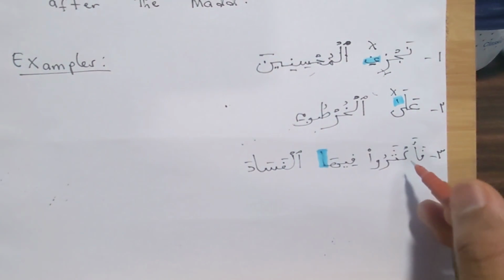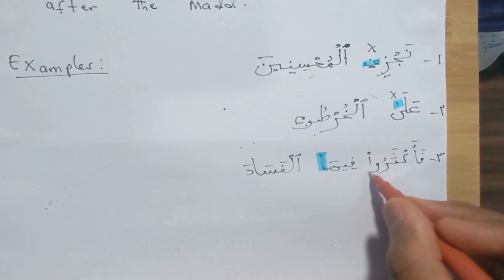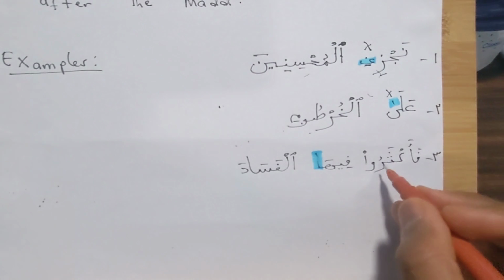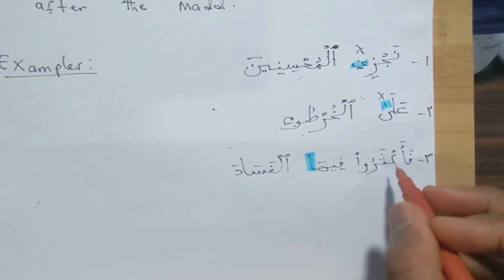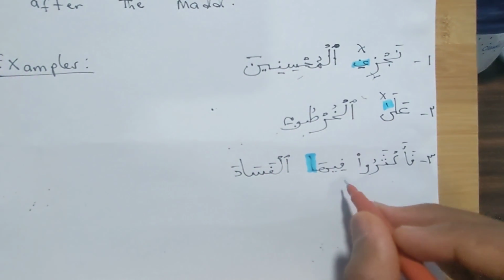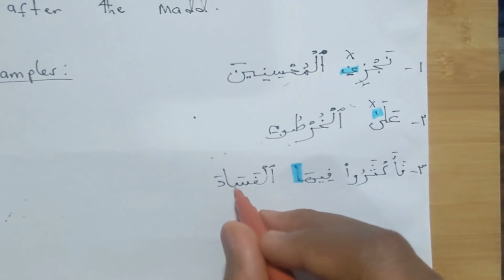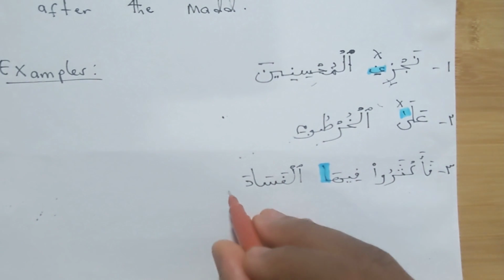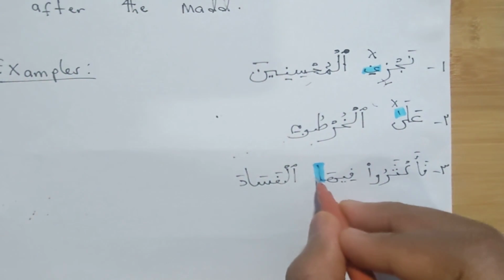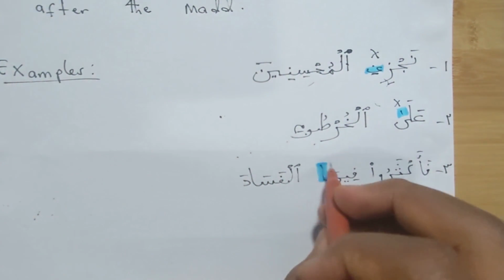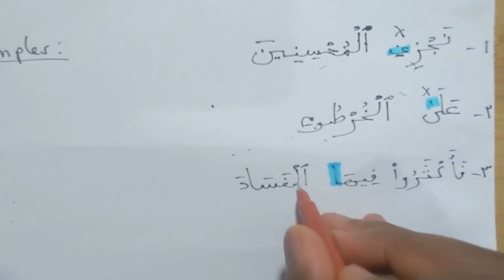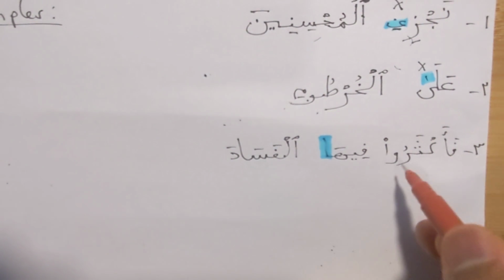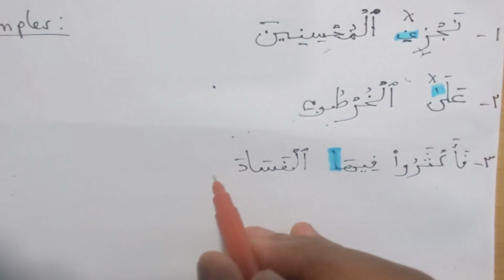Here is the same thing. فَأَكْثَرُوا فِيهَا الْفَسَادِ. But if you're reading one by one, you say فَأَكْثَرُوا فِيهَا, then you have to say al-fasad. But if you're connecting it, you say فِيهَا الْفَسَادِ. If you're reading this separately, فِيهَا, al-fasad. If you're reading them together, you say فَأَكْثَرُوا فِيهَا الْفَسَادِ.